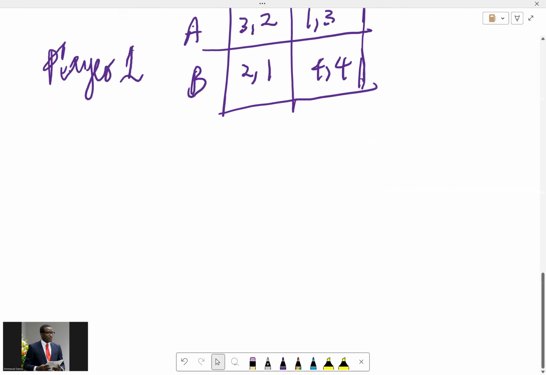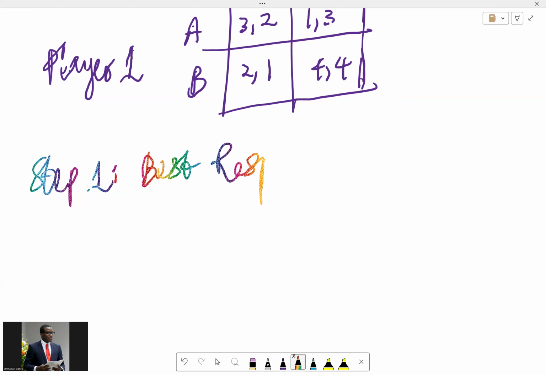So can we solve now? Can we go for the solution? So let's go for step one. Step one, we need the best response analysis.